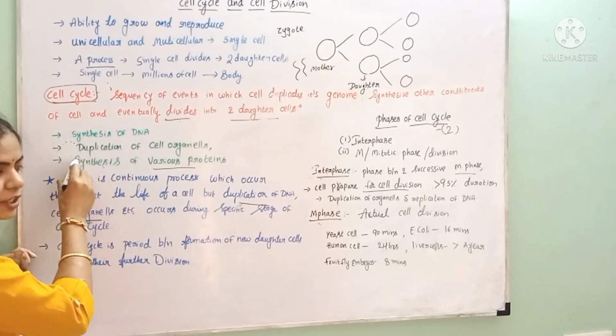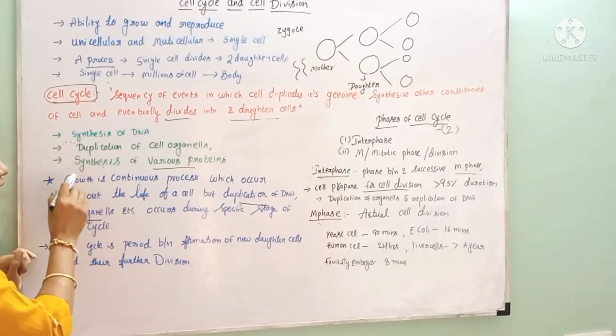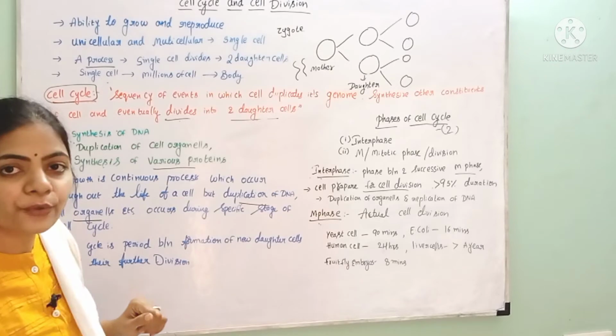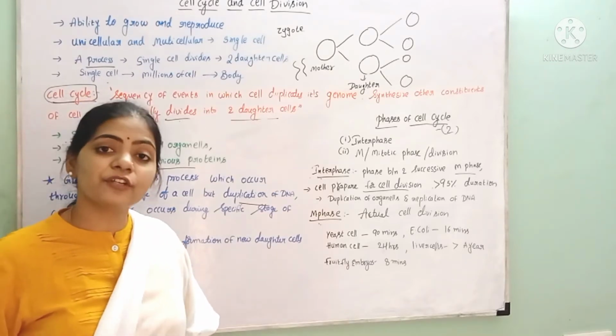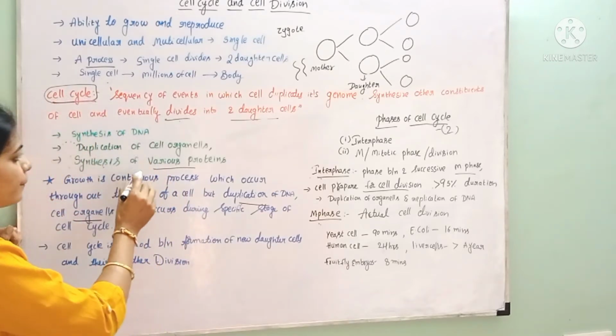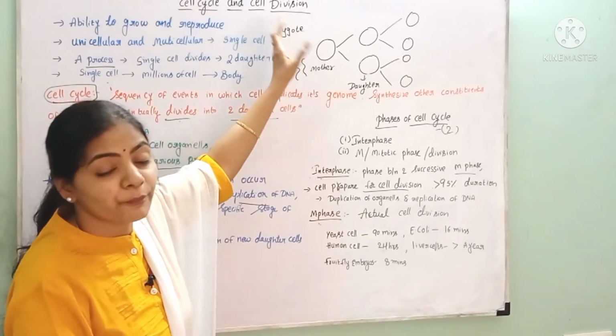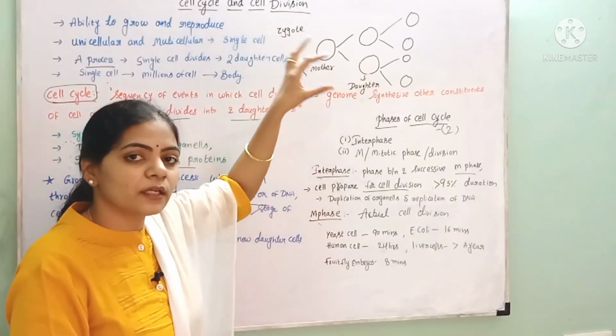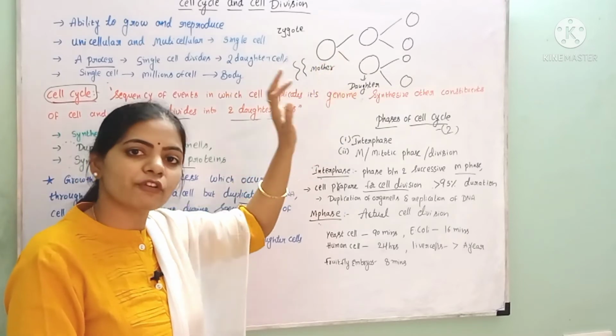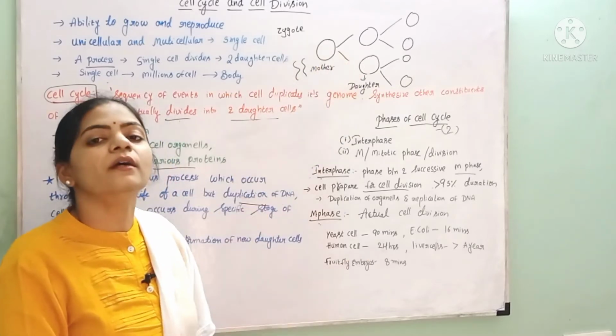There may be a duplication of the cell organelles, and the various proteins required during the cell division will also be prepared, ready-made in the cell. Before division only, the proteins required for the cell division were all prepared in the cell.